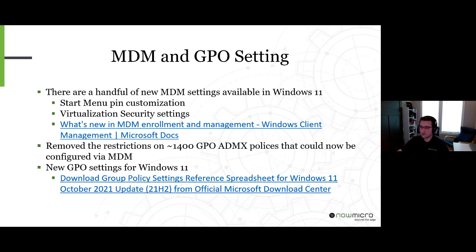So next I want to talk about some of the changes that might interest the system admins. With the release of Windows 11, there are new MDM and GPO settings. The new settings mainly cover some of the new features like the start menu and the chat and widgets app, which we've talked about already. But also as part of the Windows 11 release and the Windows 10 21H2 update, Microsoft removed a bunch of the restrictions they had in place on many of the older ADMX policies that hadn't yet been migrated to have an official MDM setting. So it may now be possible to set some of these additional settings via an MDM provider.